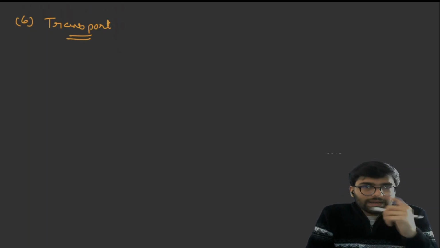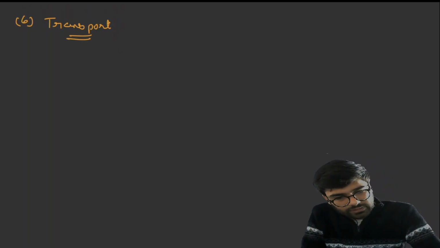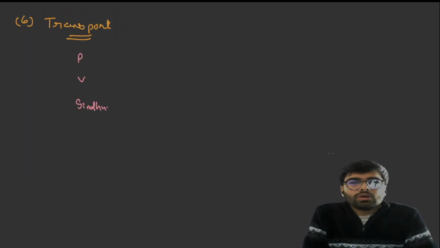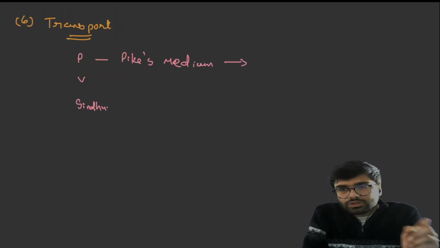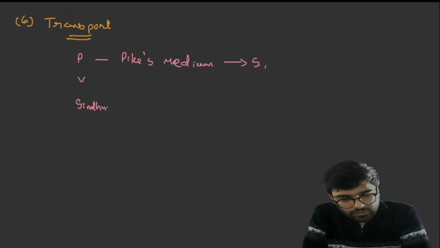So you can remember examples of transport media as PV Sindhu. This is the mnemonic which I remembered. So this is PV Sindhu. Okay. So P stands for Pike's medium. This is used to transport Streptococcus pyogenes.